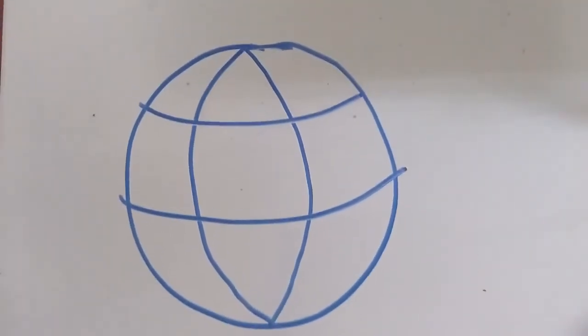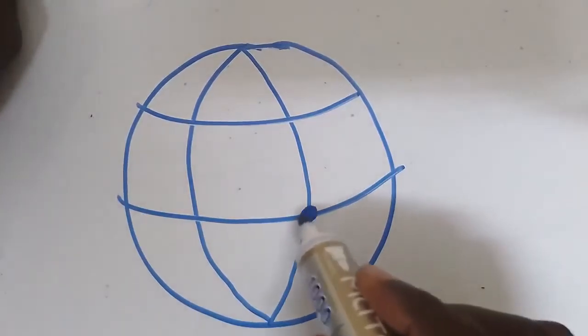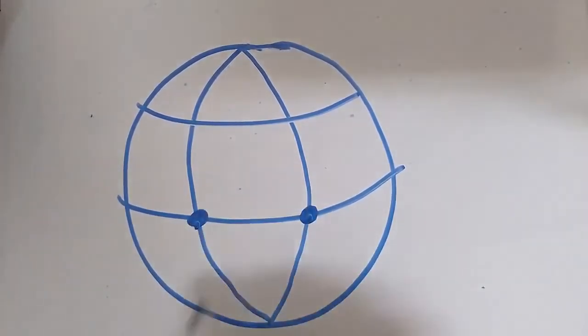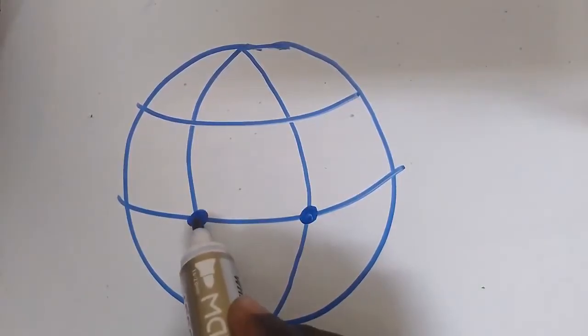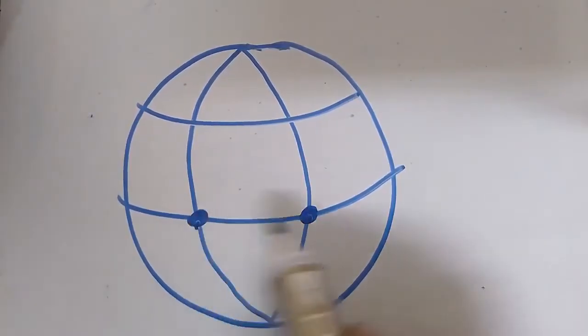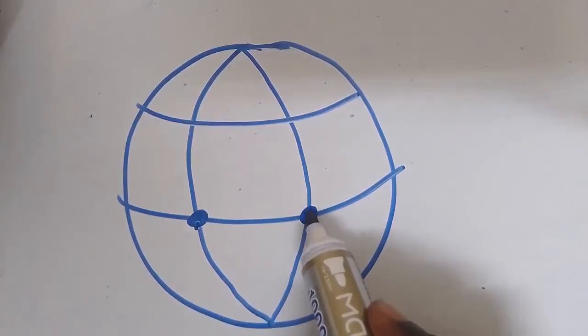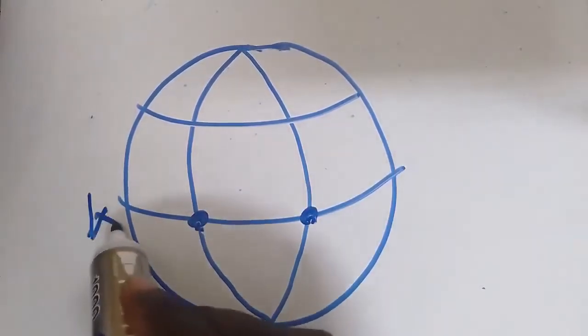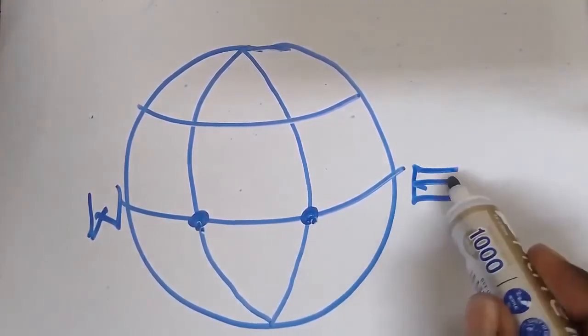Which means that the time that is here is ahead of the time that is there. Have you seen? So the time that is there is behind compared to the time that is there. So if here is 12 hours, here it can be less than 12 hours. So you know that this is west. This side is what? East.